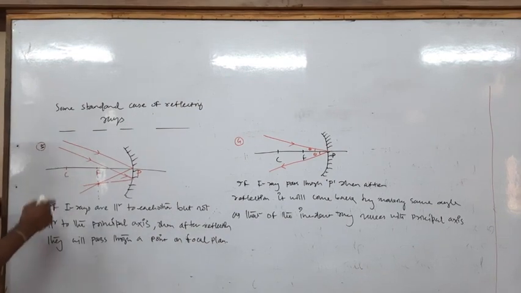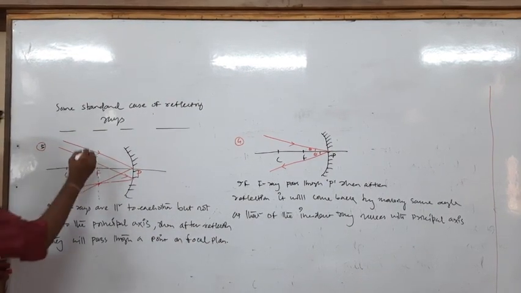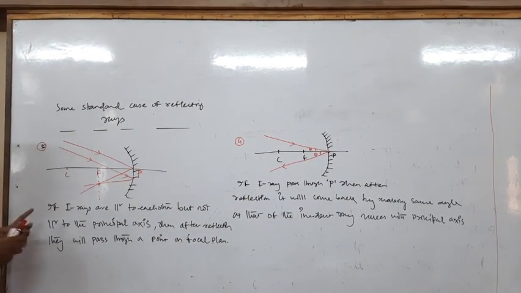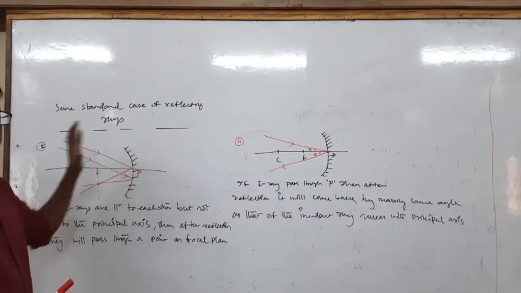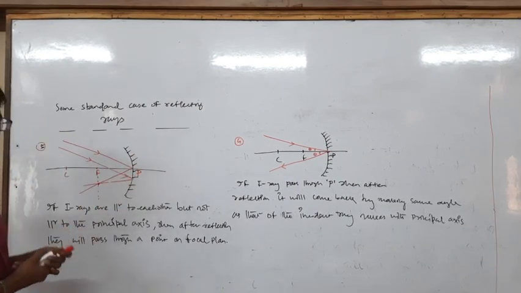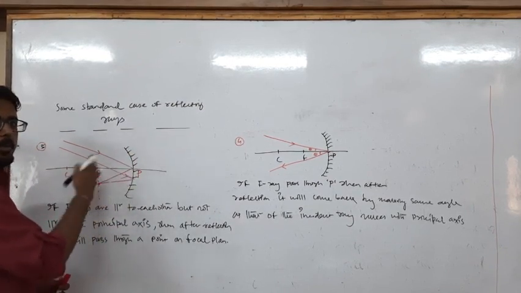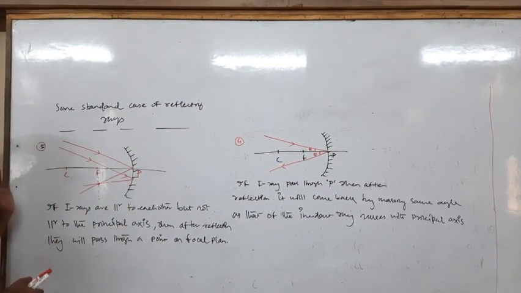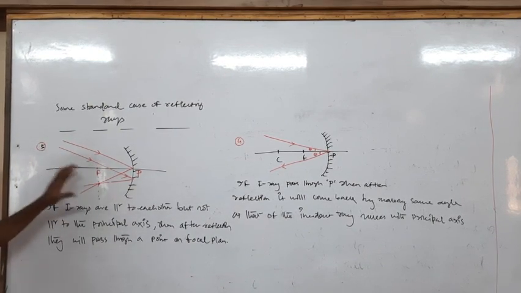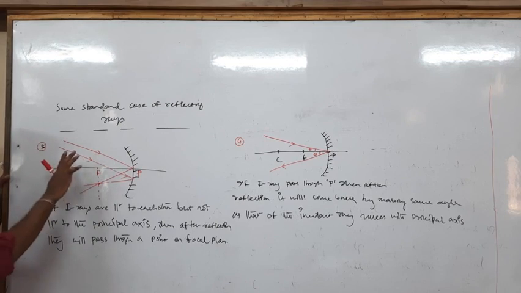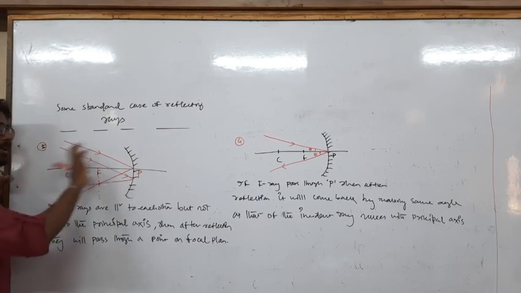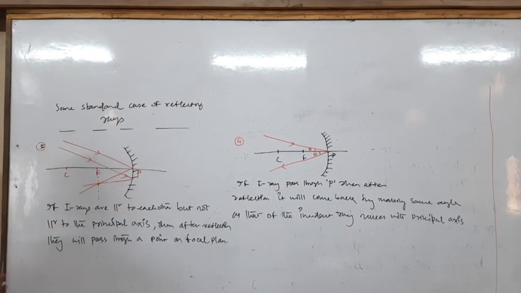What is the focal plane? The focal plane is a vertical plane that passes through the focus of the spherical mirror, and all these conditions are the same for both concave and convex mirrors. I am doing it only for the concave mirror, and you can draw it yourself for the convex mirror. These are the basic general conditions for the incident ray and how the reflected rays behave. The conditions are valid for both concave and convex mirrors. Clear? You have to remember all these conditions.